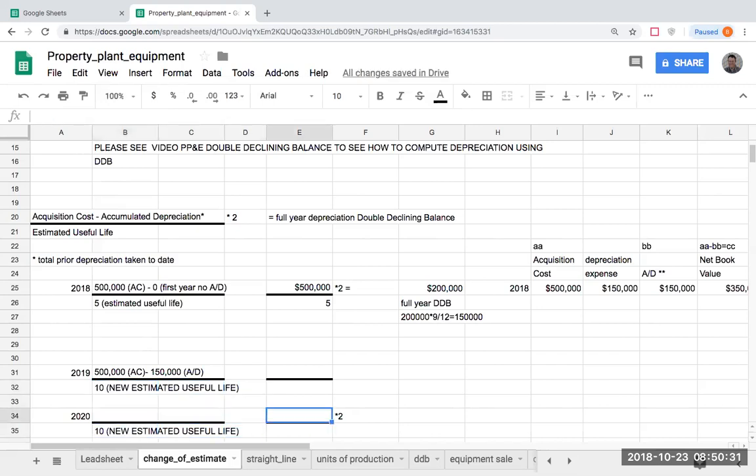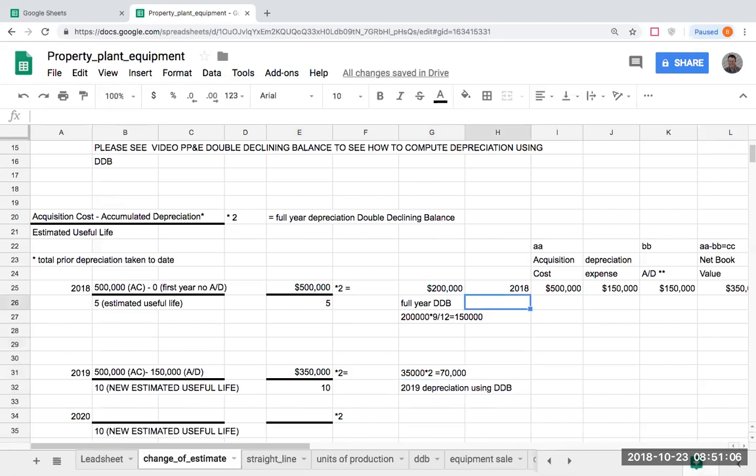And what I'm going to do then for 2019 is I'm going to now have 350,000 as my numerator, 10 as my denominator. I'm going to multiply this by 2, and what am I going to get? Well, I'm going to get 35,000 times 2, or $70,000. Which is going to be my 2019 depreciation using double declining balance.